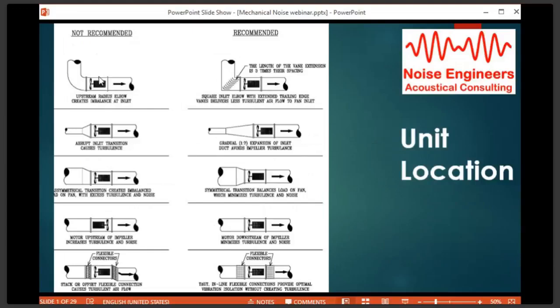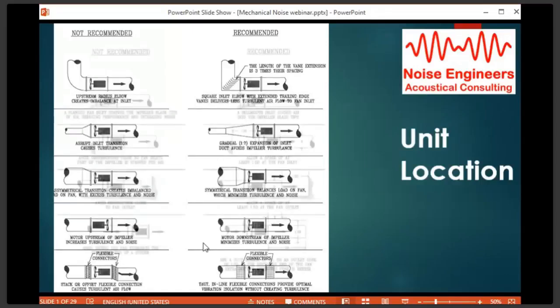Unit location, you don't want it to be right next to abrupt transitions. The noise ratings that we're using as predictions are assuming even flow across the entire unit. So when you have these abrupt transitions, you are slamming a lot of air to one side sometimes, and it can cause uneven flow over the unit. You'll see these non-symmetric intakes and even discharges will just increase the noise. And if you disrupt the flow, you'll generate some low frequency noise, which could be an issue.